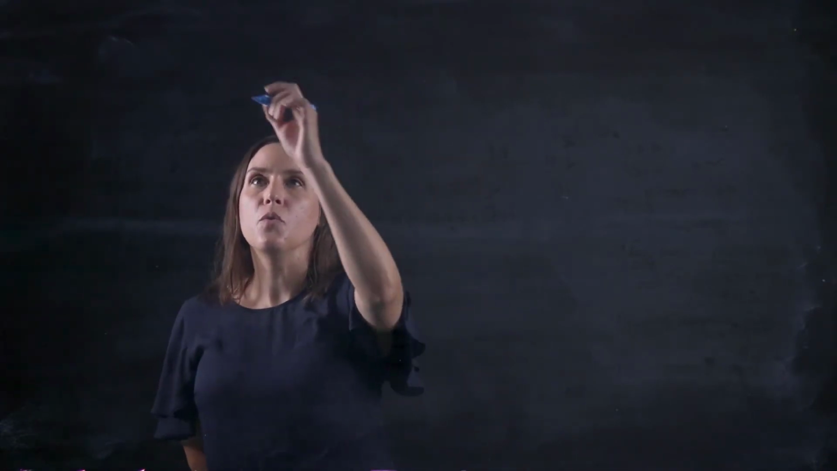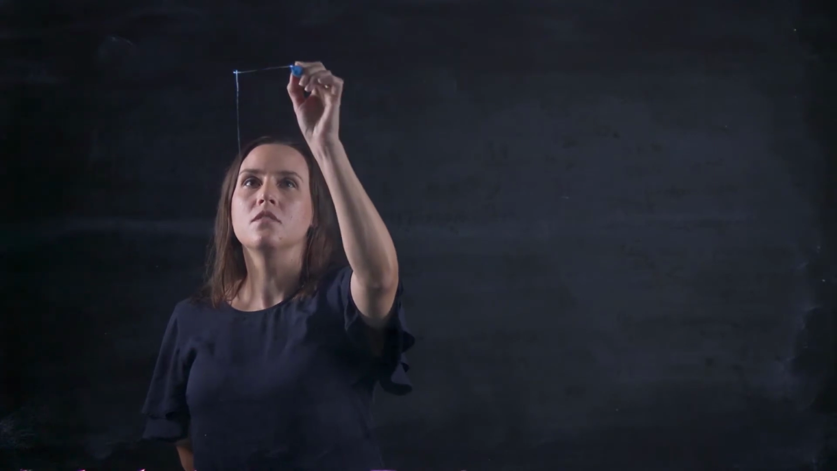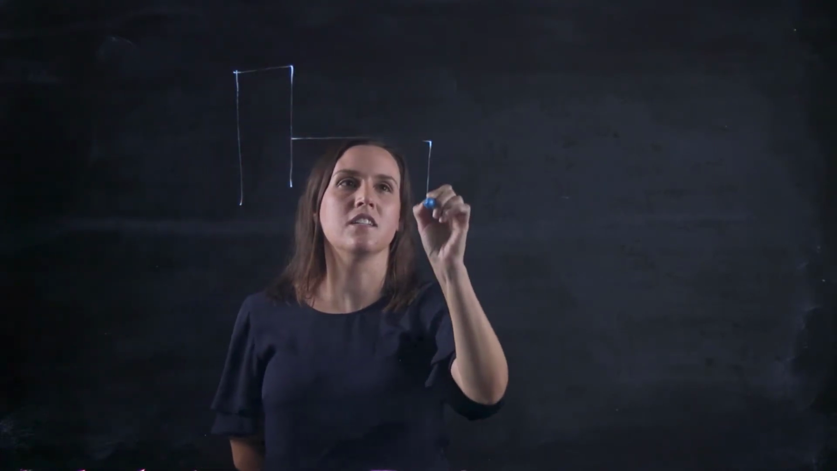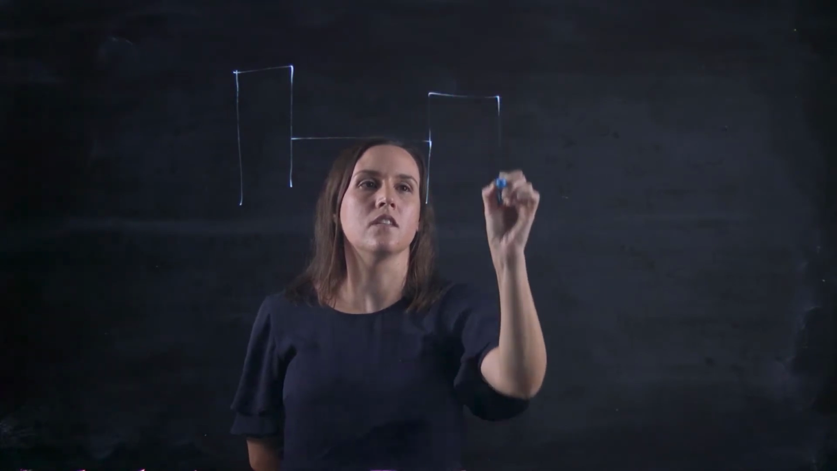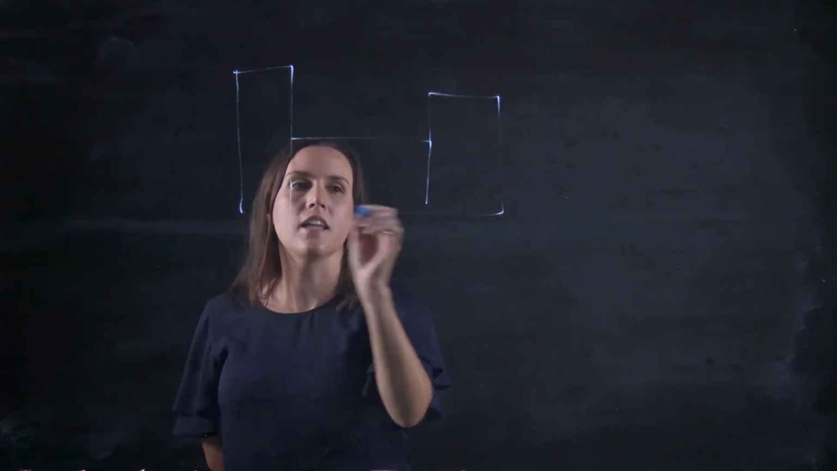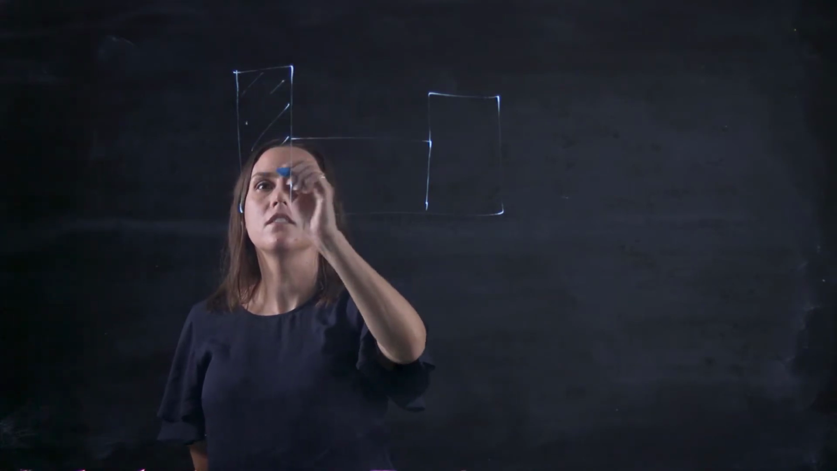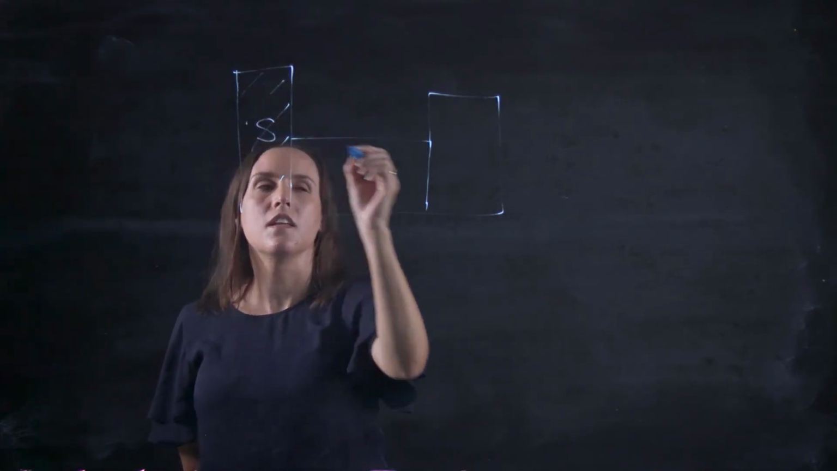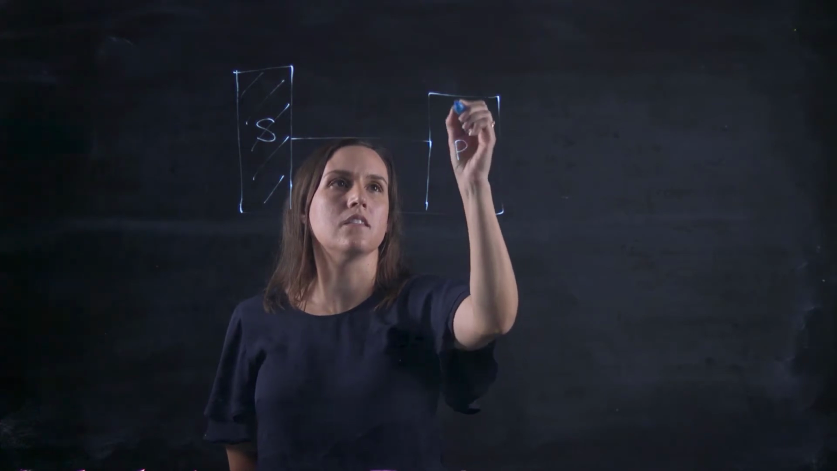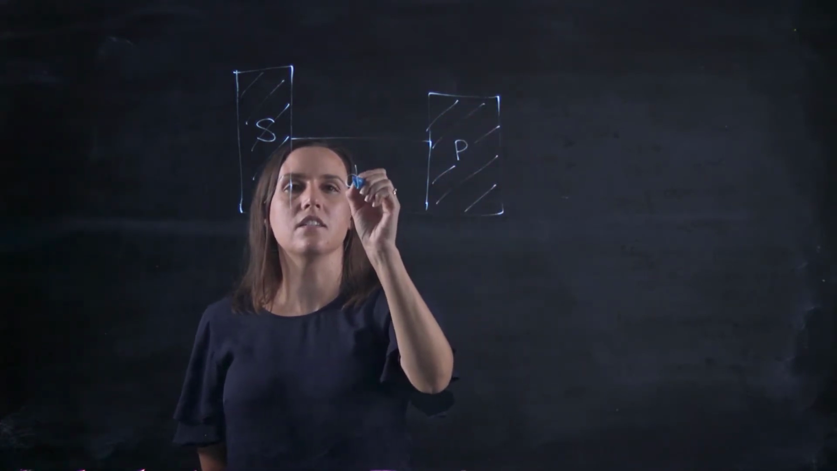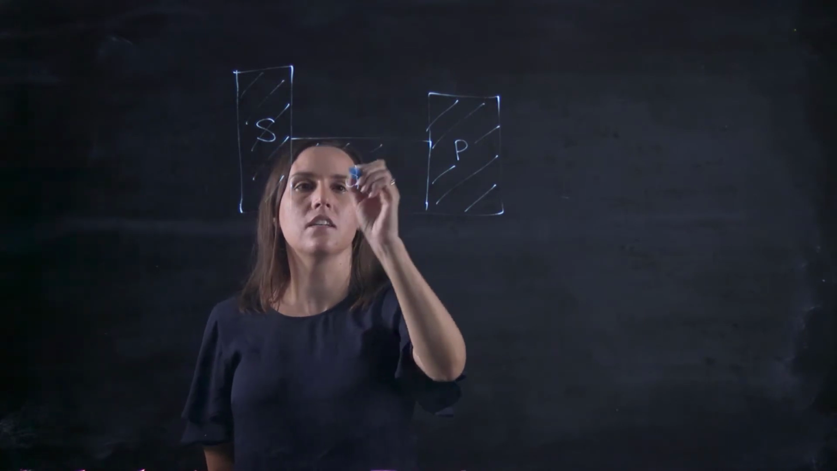So first of all, with our periodic table, if I was to draw a very basic diagram, this is kind of how it sits. This is our S block. This is our P. And this is our D. So I'll just do SPD.